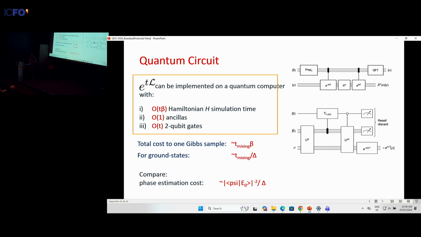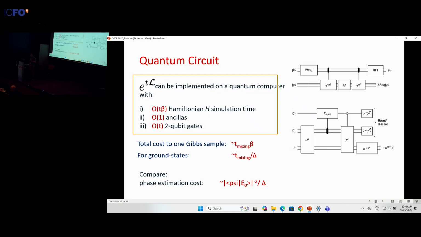So order t times beta Hamiltonian H simulation time. You just run whatever algorithm you're using for Hamiltonian simulation, like Trotter or qubitization, whatever you want, for time t times beta. We need a constant number of ancillas, and we need order t two-qubit gates in addition to that, which are all reasonable and actually optimal. You can show these are all optimal scalings. And they're much better than what you get if you want to just use the original Metropolis, or the recent version that fixes this issue that they had in the original paper.